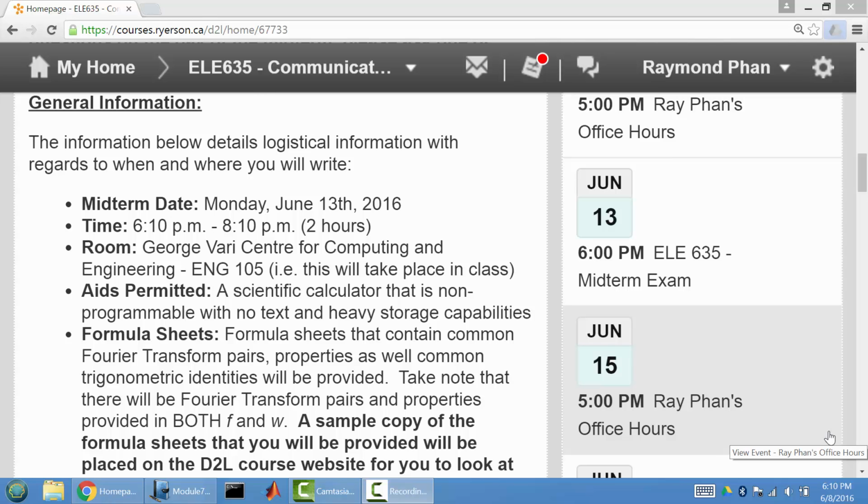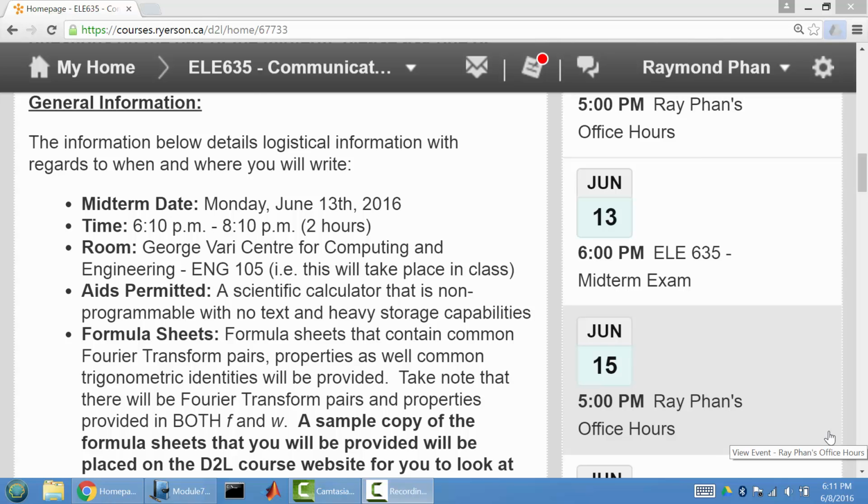The midterm will take place next Monday, June 13th. It'll span 2 hours, from 6:10 to 8:10, so it should take you about 2 hours to do it. You're going to write it here in class, ENG 105. Unfortunately, because of a professionally related matter that was already booked months ago, I will not be here for your midterm, but your TAs will be here to invigilate. If you have any questions about the midterm, you can certainly talk to them. They're very knowledgeable on the topic, as much as I am, so you should be good.